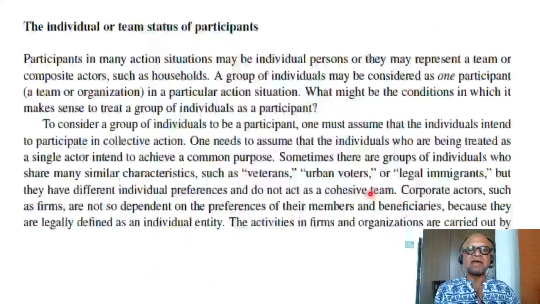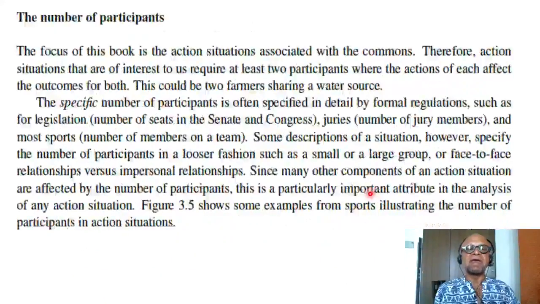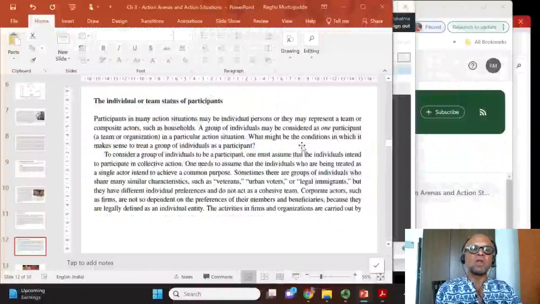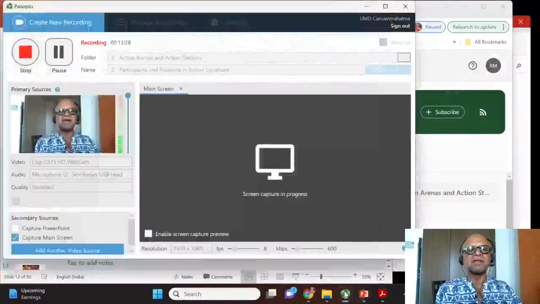So you get the sense that the number of participants is going to depend on the action arena and the action situation, and the outcomes also depend on that, and the organization's rules and norms are based on the number of participants when they are specifically defined. But there are many action situations where the numbers may be more loosely defined, as we said, as a small group or a large group, and so on. Okay, so let's leave this here and come back and look a little bit more at individual or team status of participants and what the expected outcomes tend to be, and so on.